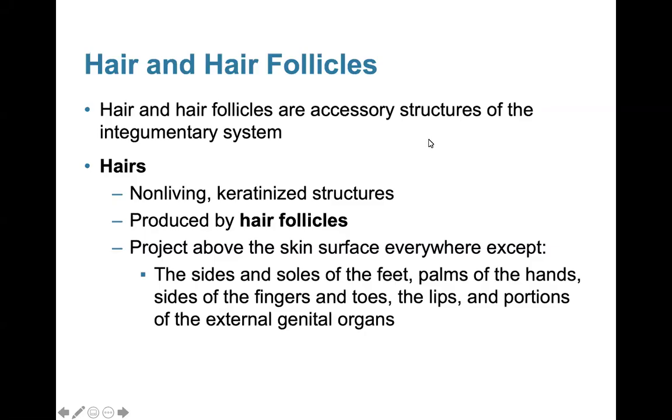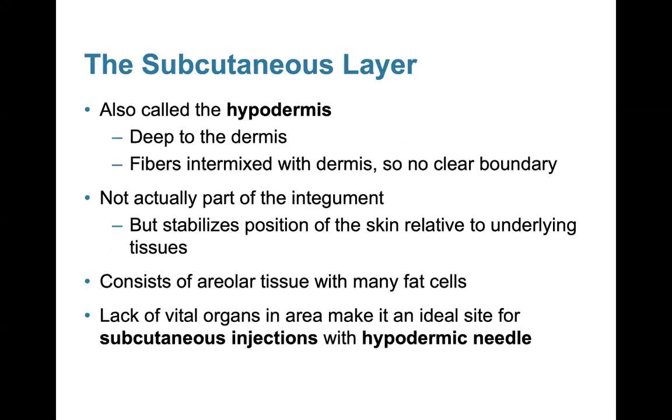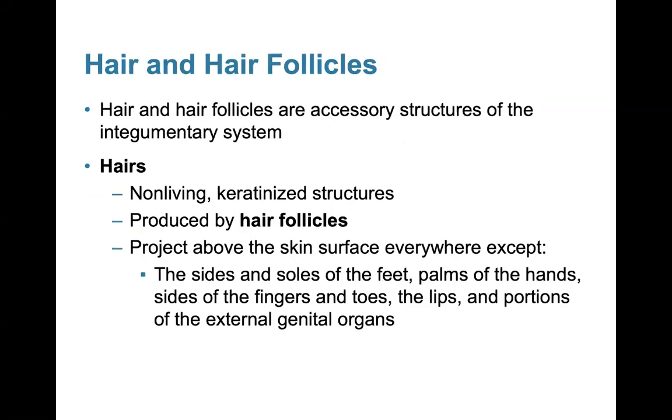Okay, so this is part 2 of the integumentary system, and now we're going to look at the various accessory structures associated with that system. We have the hair and hair follicles. These are accessory structures of the integumentary system. Hairs are non-living keratinized structures. They are produced by hair follicles.